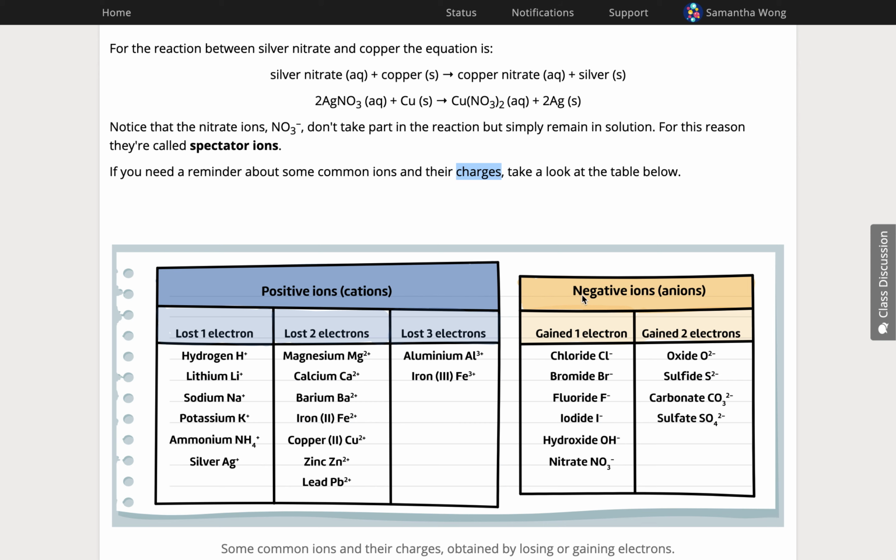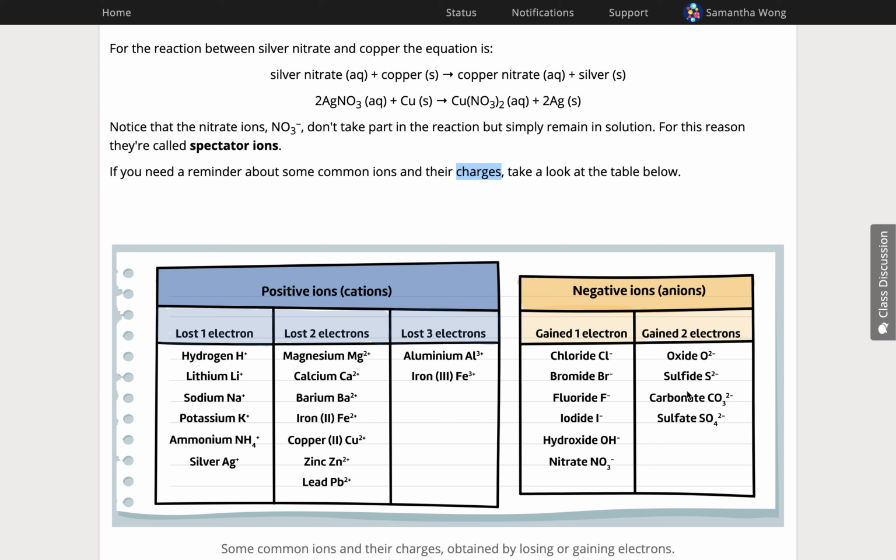But if we now look at our negative ions, you've got your anions. What this means is that these atoms have gained electrons, and as such, by gaining an electron, they are now overall negatively charged. So this first column here, chloride, bromide, fluoride, iodide, hydroxide, and nitrate, they all have a charge of -1 because they have gained an extra electron, which has made them overall negatively charged.